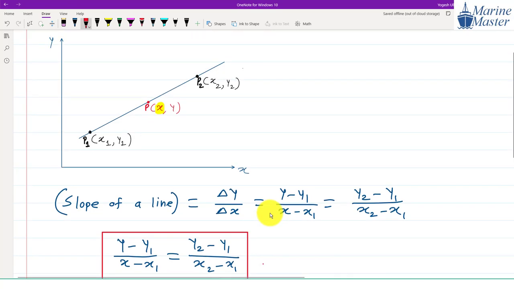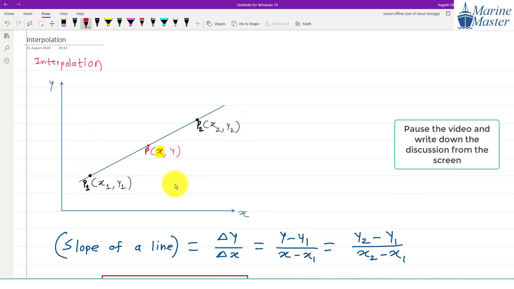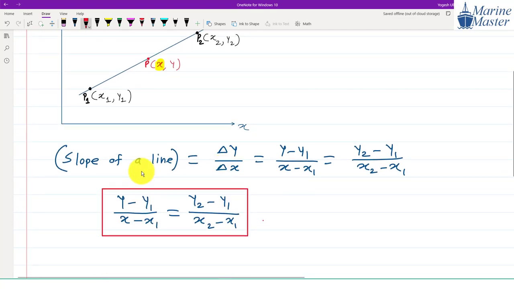Before going further, everyone, what you have to do? Draw this figure and give this heading. If you are not given the heading, give this heading: interpolation. After this heading, draw this figure properly. Draw this straight line, show the x and y axis properly, then this straight line. Please everyone write down this discussion, and after this, write down the remaining discussion.